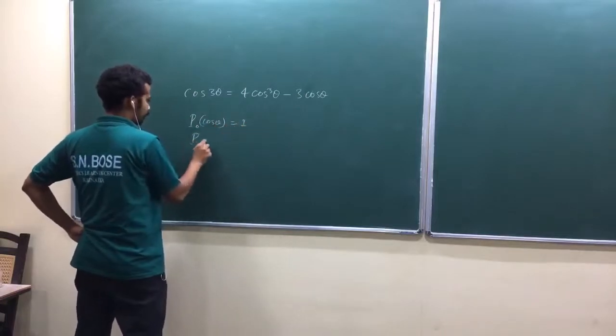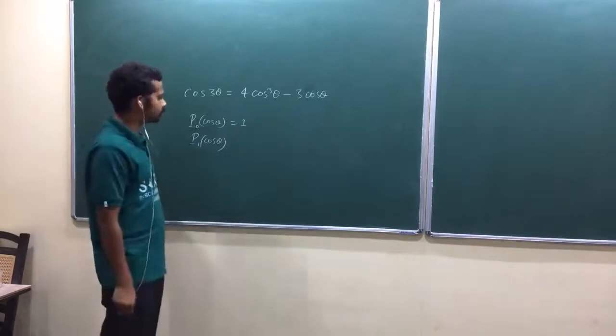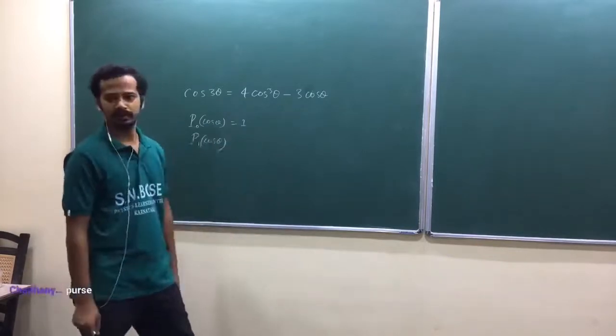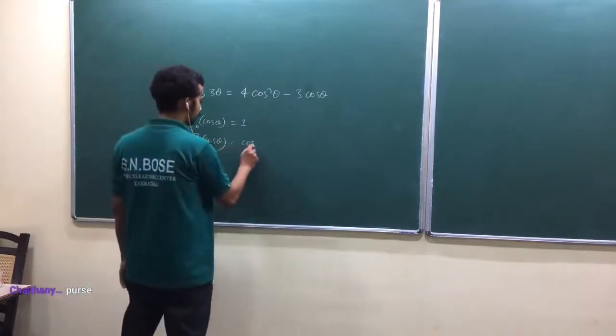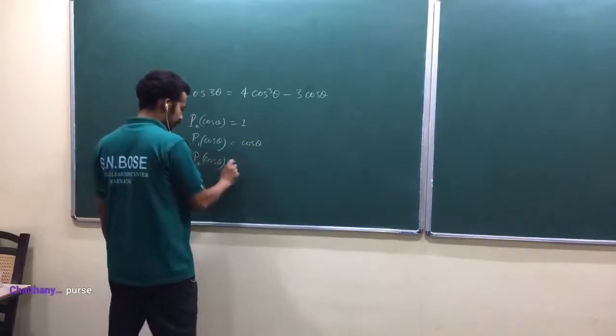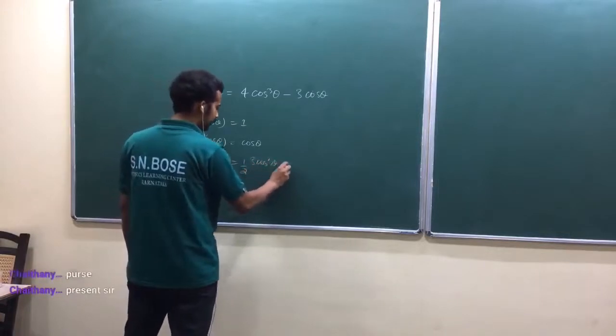What is P1 of cos theta? You have to learn this one, okay? I said any polynomial can be written in terms of Legendre polynomial. Similarly, any polynomial of cos theta should be written in terms of Legendre polynomial, okay? What is this one? Cos theta. So, what is P2 of cos theta? 1 by 2, 3 cos square theta minus 1.